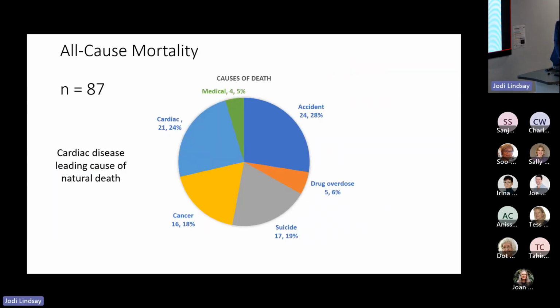Now, in terms of the all-cause mortality, we had 87 deaths in that particular population. You'll see that cardiac mortality is a bit ahead of cancer in terms of natural causes of sudden death, and the rest are accidents, suicide, and some drug overdoses as well.